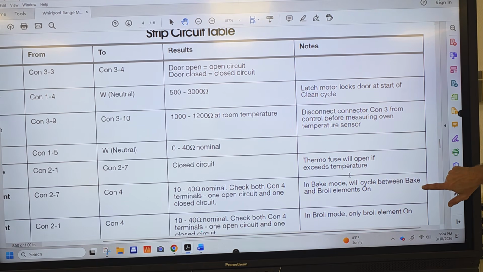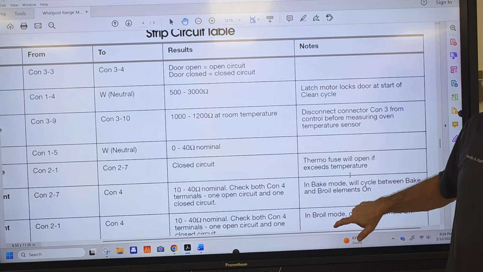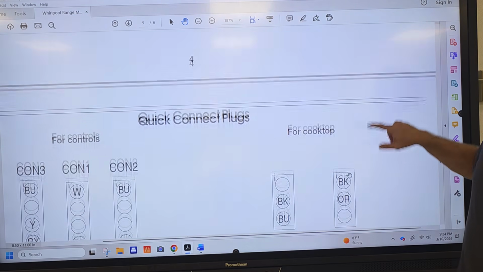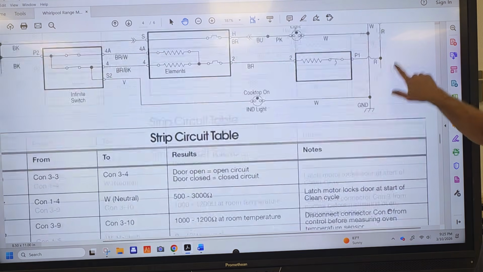Number 4. Neutral. Where? 500? Yes, from there. No, but that's not the oven sensor, that's the latch motor, okay? It says it on the same page that you were, page 2. Page 2, yeah.